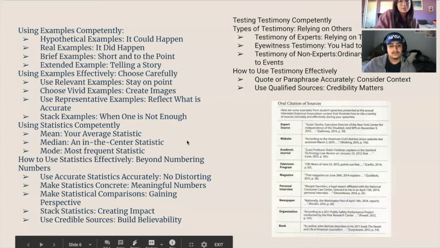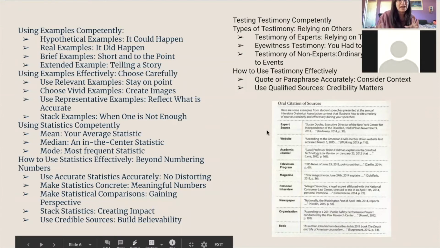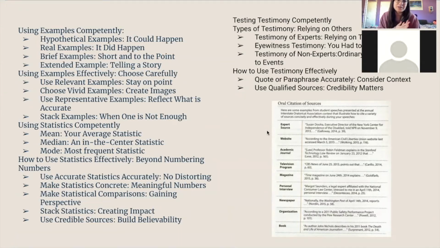So now, into a little bit about what each one has. When we're using examples competently, we need to look at hypothetical examples: it could happen, could it happen, could it not? The real examples: it did happen. Brief examples: you want to make these short and to the point. Extended examples are when you tell a whole story, so you're sharing a whole story with us about what happened.